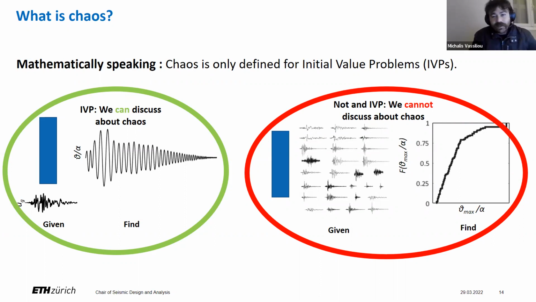So I'll get into this linguistic discussion, and I will ask, what is chaos? Mathematically speaking, chaos is only defined for initial value problems, IVPs, for the problem on the left, not the one on the right. So mathematically, it makes sense to ask whether this system is chaotic, and it is, but it does not make sense mathematically to discuss whether this system, the system of interest, is chaotic. It is like asking whether a complex number is positive or negative. It doesn't make sense.